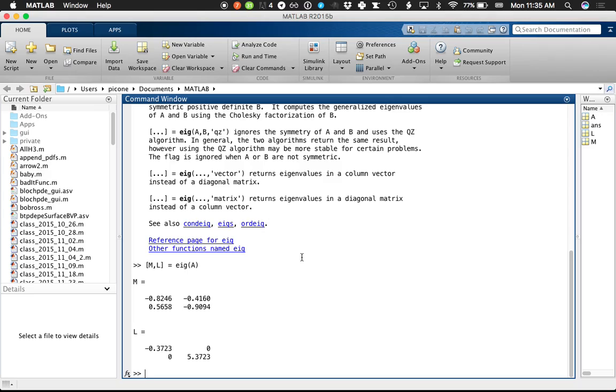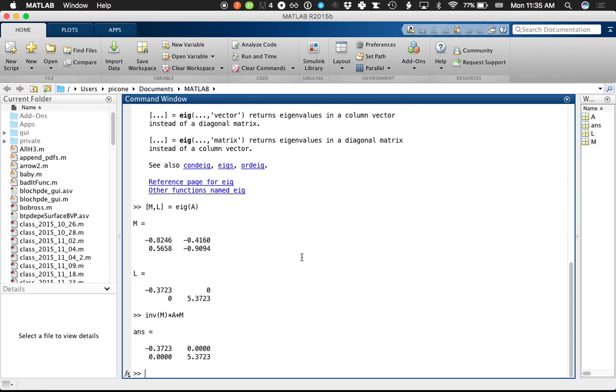So let's just see if matrix inverse, inv, M, and then times A times M. We're expecting to see L come out, the lambda matrix. So let's see if I'm just blowing smoke or not. I did not try this before. We will see. Oh, it worked! Yay! The world makes sense.